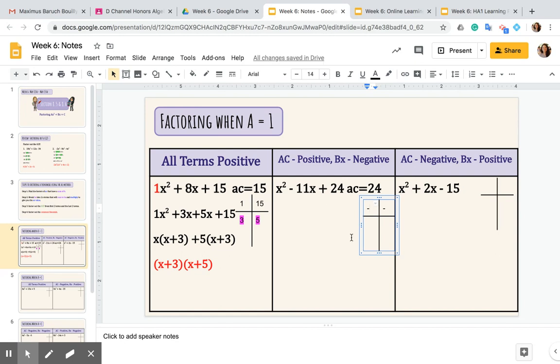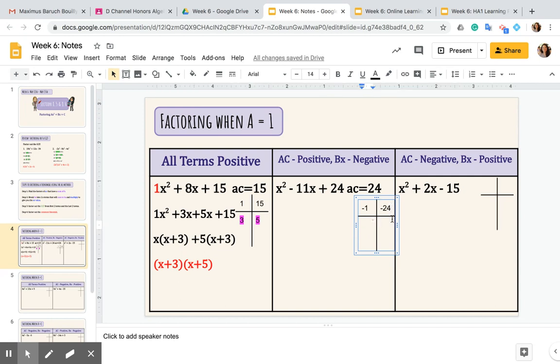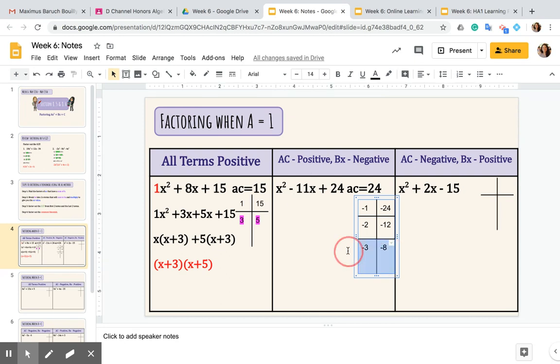So let's start trying some factors. Well, I could try negative 1 and negative 24. That would give me positive 24, but if I add them, it's going to give me negative 25. So that's not going to work. I could try negative 2 and negative 12. That'll give me positive 24. But if I add them, it's going to give me negative 14. So that's not going to work either. I could try negative 3 and negative 8. That'll give me positive 24, and if I add them, will in fact give me negative 11. So that's our winner.